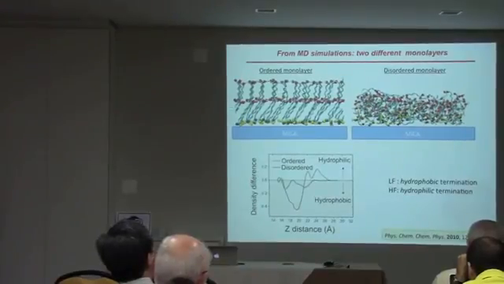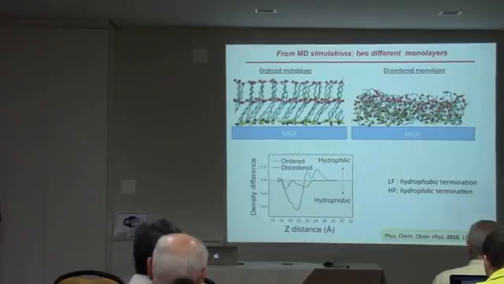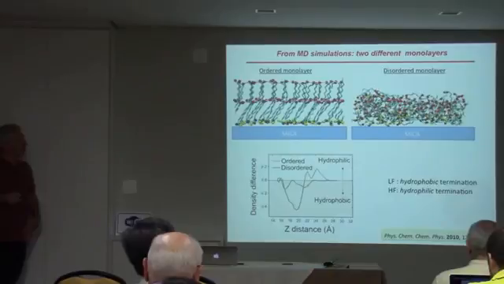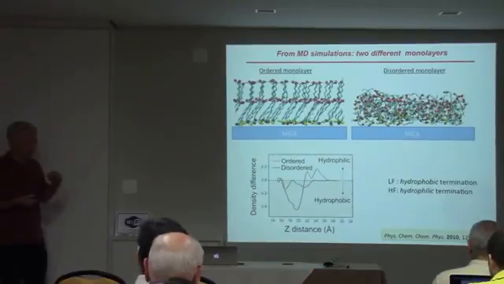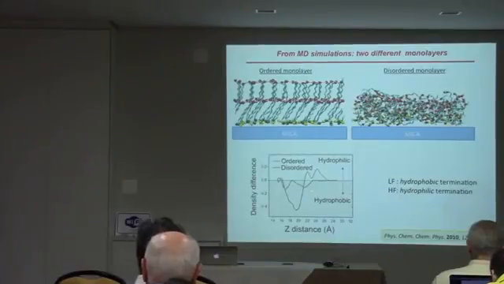Simulation can show that an ordered monoligand has this structure, and the determination of this layer is basically hydrophilic. When we have a disordered monoligand, with lower height obviously, the behavior is completely different. They have a more hydrophobic behavior.